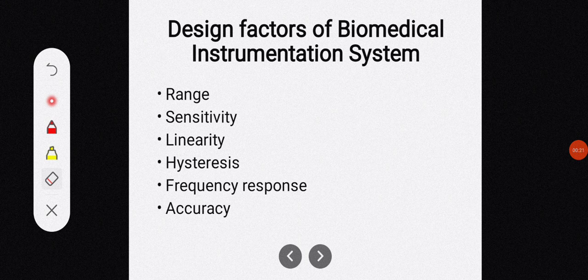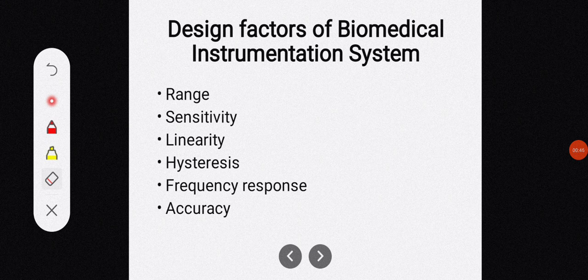In this lecture I am going to discuss the design factors of a biomedical instrumentation system, or you can say man instrument system. That is, for designing a biomedical instrumentation system, there are certain factors that a biomedical engineer has to consider for designing that system.